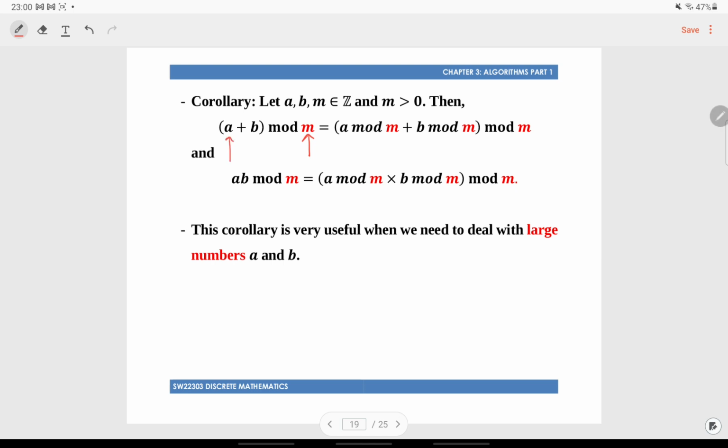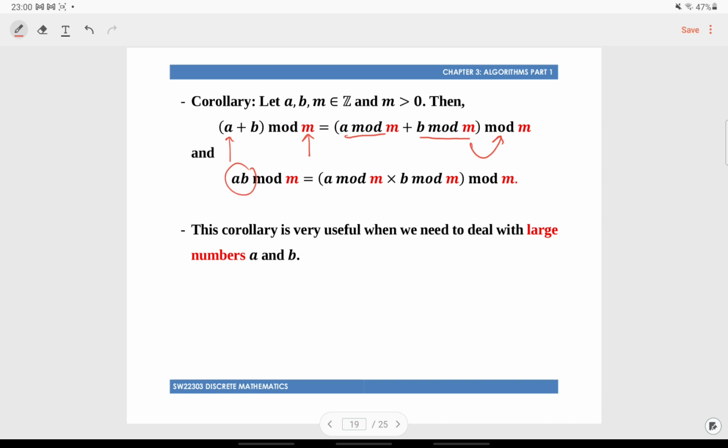We make it smaller. From a, it becomes a mod m, and b can also be reduced to b mod m. These two numbers are smaller than the original a and b. Once we obtain the smaller numbers, we can perform the addition, and later on we do the modulo reduction again. We mod by m, that means we find the remainder when the value is divided by m. It is also applicable to multiplication. For ab mod m, instead of directly multiplying the values of a and b, because we assume these are large numbers, a is large, b is also large.